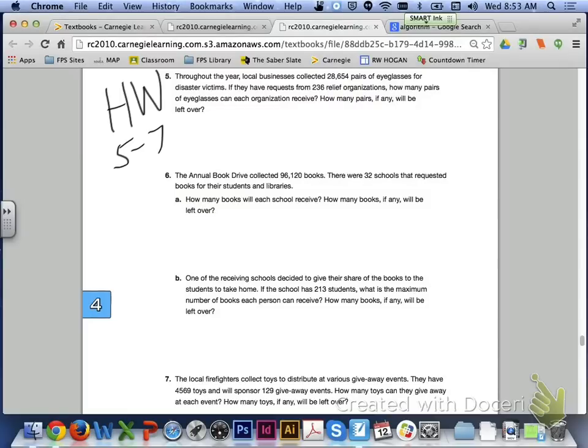If you turn to page 288, I would like you to do numbers 5 through 7 for homework. Please make sure that you are showing all of your work. That is it today for lesson 4.6 on long division of whole numbers. Please let me know if you have any questions.